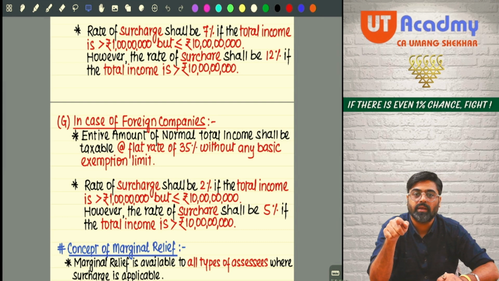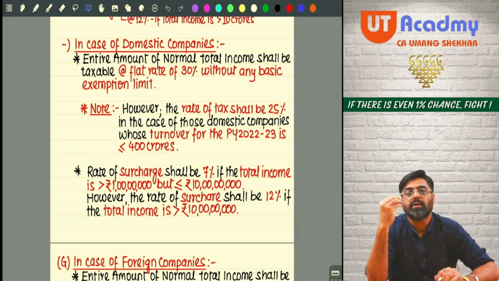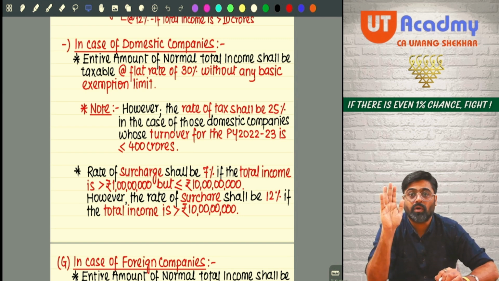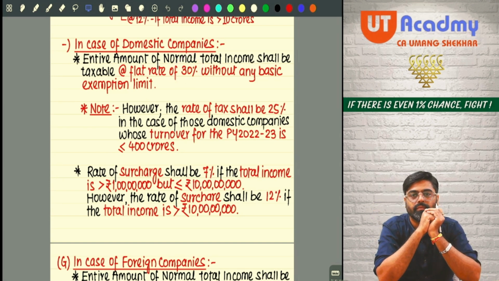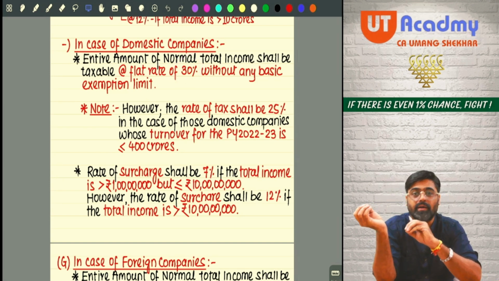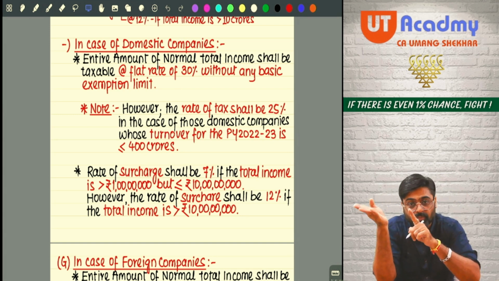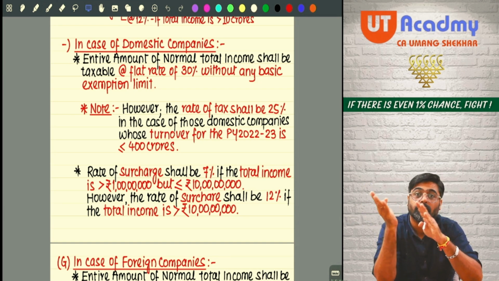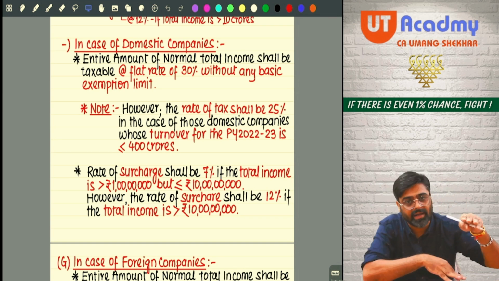Now, for domestic companies, the rate of surcharge is a little different, and the rate of tax on normal total income is a little different. For domestic companies, the rate of tax is 30%. Right? Wait, I'm telling you. Wait, please pay attention now. Special incomes will be taxable at special rates. But the normal total income for domestic companies will be taxable at a flat rate of 30%.